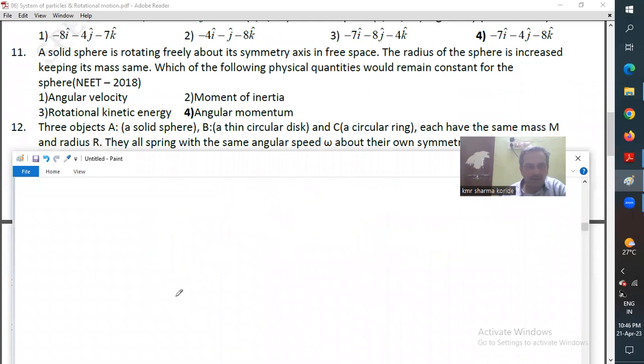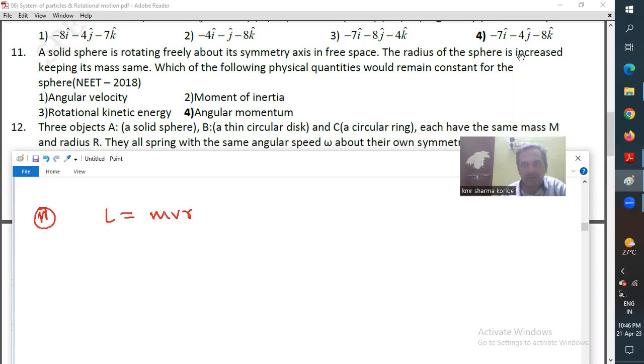Moving to question number 11. A solid sphere is rotating freely about its symmetry axis in free space. The radius of the sphere is increased, keeping its mass the same. Which of the following physical quantities would remain constant for the sphere? So therefore, angular momentum remains constant, because angular momentum is involved with mvr.